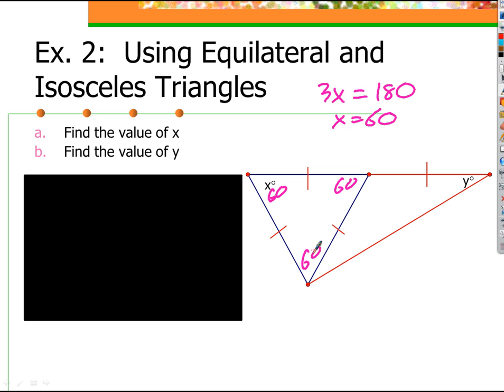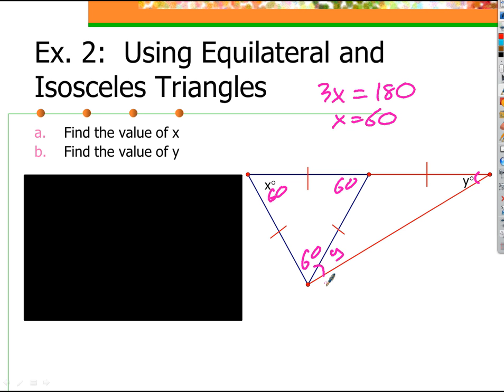Now, what do we know about the red triangle? Okay, so what kind of triangle is the red one? It's isosceles, right? Because I've got these two congruent sides. So now, what do we know about the angles in an isosceles triangle we just talked about? The base angles are congruent. Good. So that's going to be y, and that's going to be y, isn't it? Everybody see that? Because those two angles have to be congruent, right?